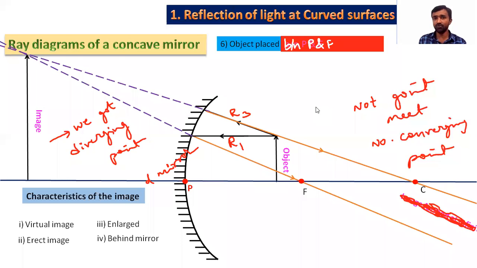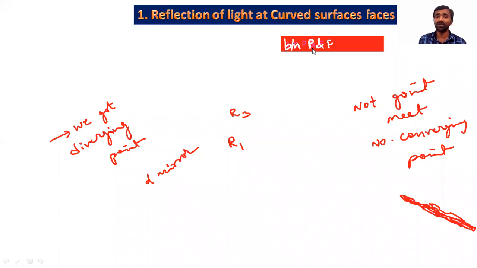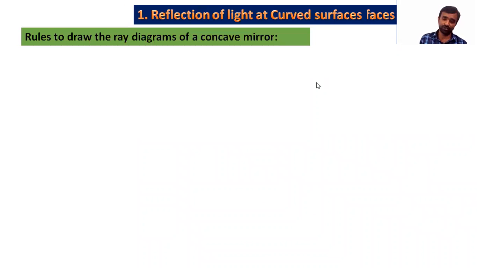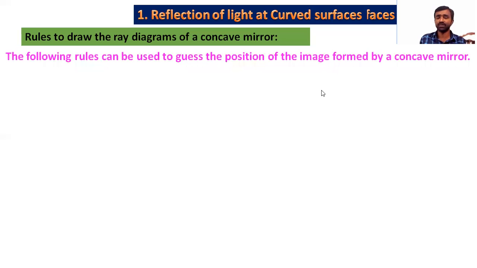Right. Now we'll go for another topic that is related to the convex mirror, right? Firstly, the rules to draw the ray diagrams, which are given on page number 11 of your textbook. Open page number 11, you will find them. Right? So here, what are the rules? We will follow the same method.